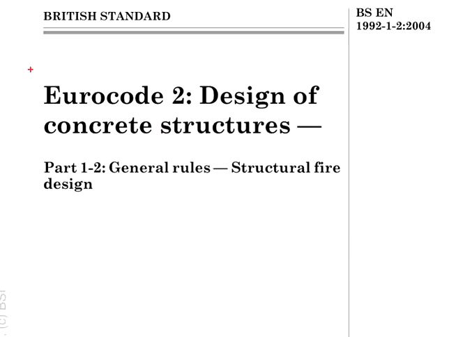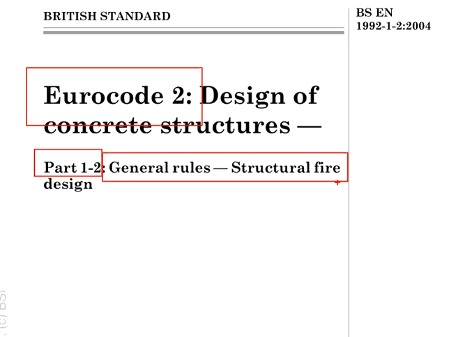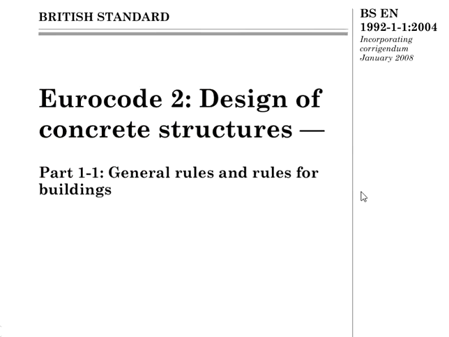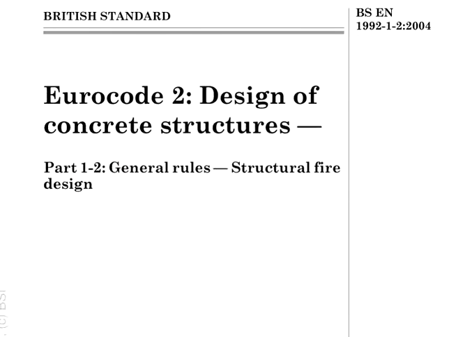You may refer to Eurocode 2, Part 1-2 about general rules for structural fire design. This is the second part of Eurocode 2, Part 1. The one that you usually use for the design of reinforced concrete member is about general rules and rules for building, which is Part 1-1. Now we're going to look into the Eurocode 2, Part 1-2 regarding the fire design.